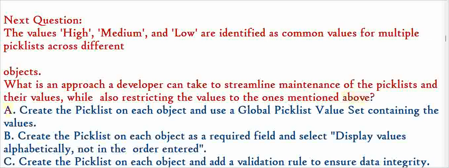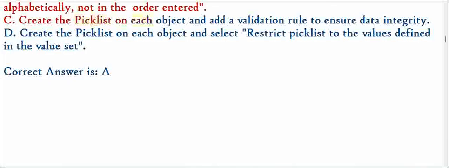A. Create the pick list on each object and use a global pick list value set containing the values. B. Create the pick list on each object as a required field and select display values alphabetically, not in the order entered. C. Create the pick list on each object and add a validation rule to ensure data integrity. D. Create the pick list on each object and select restrict pick list to the values defined in the value set. Correct answer is A.